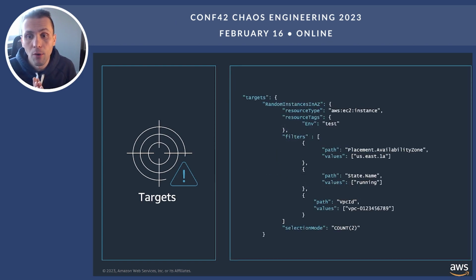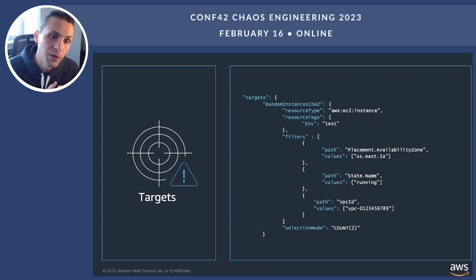Here is an example JSON representation of targets. We are using in this example a filter to target only instances that are running in one specific availability zone. You can see here us-east-1a, but that's not the only filter here. There is also another filter for tags to refine the selection. So only EC2 instances that are running in us-east-1a with the tag environment equals test are actually going to be impacted.